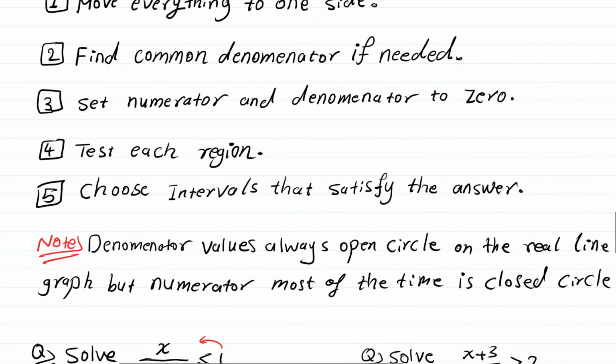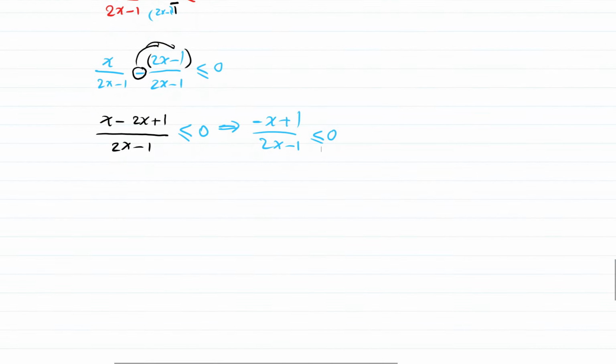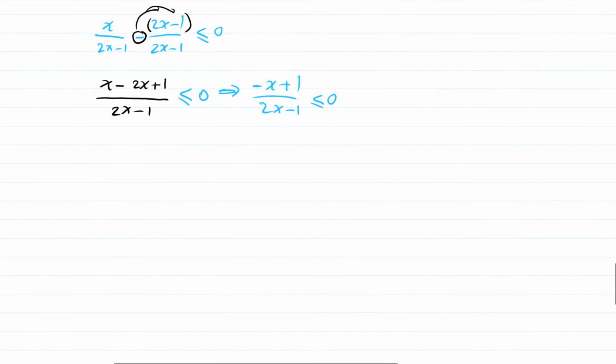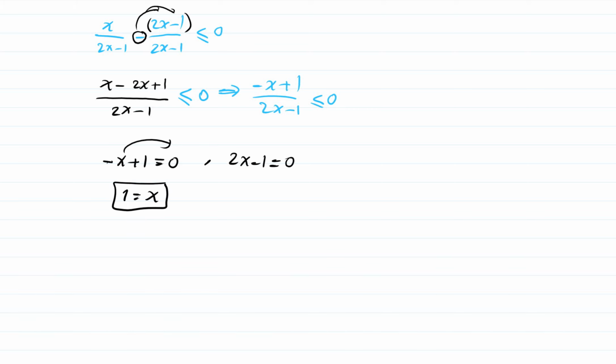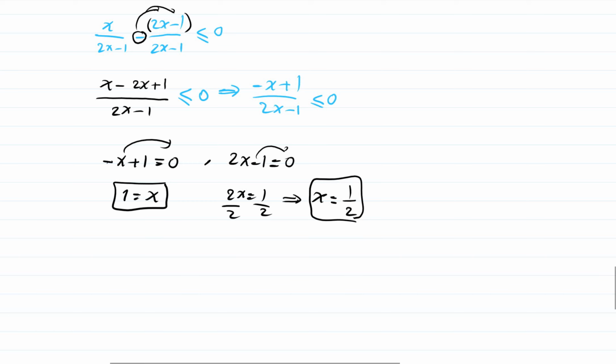The third step says set numerator and denominator to 0. So separately you should say negative x plus 1 equals 0, or 2x minus 1 equals 0. Find out the values of x. Here we can move x to the other side. We get 1 equals positive x, so x equals 1. And for this one, move 1 to the other side, it becomes 2x equals 1, divide by 2, and we get x equals 1 over 2.